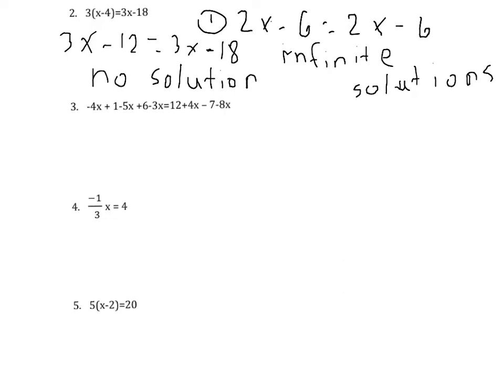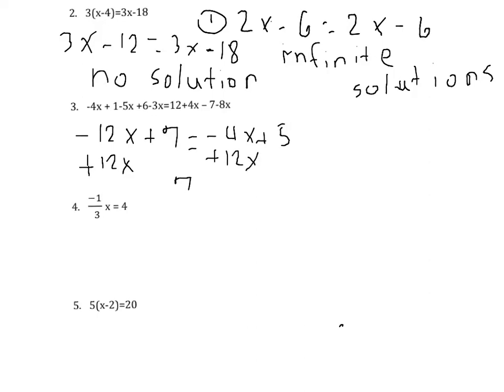When you combine like terms on the left, negative 9 minus 3 is negative 12x. 1 plus 6 is 7, equals negative 4x plus 5 when we combine like terms on the right. If you combine those and add 12x to both sides, you end up with 7 equals 8x plus 5. And go ahead and subtract 5. And so 8x equals 2.